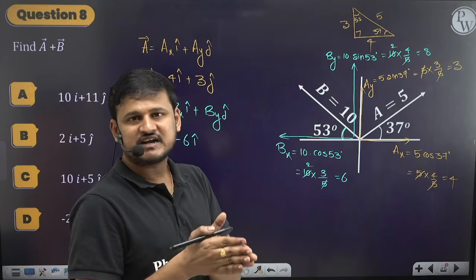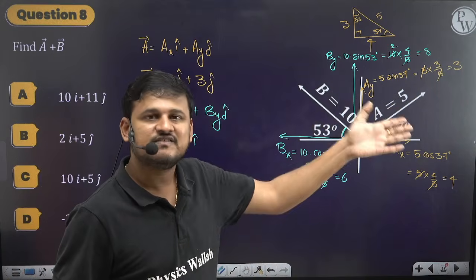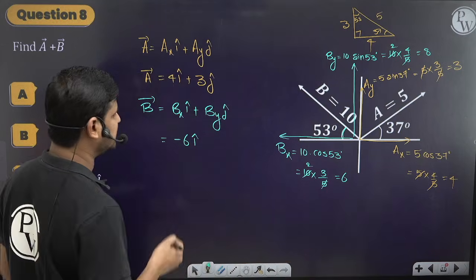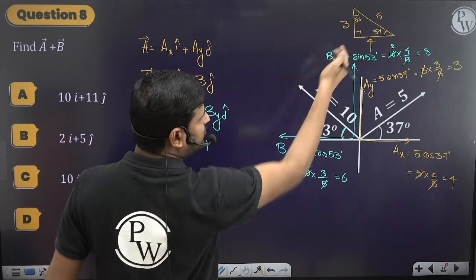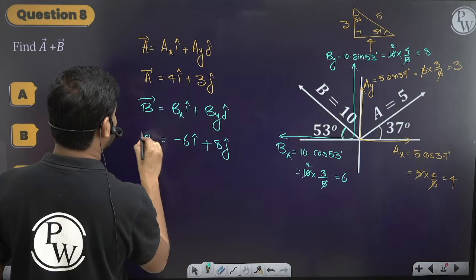Okay, now the unit vector along the positive x-axis is positive I cap. Along the negative x-axis, minus I cap. So that's why it's minus 6 I cap, plus, however it is in the positive direction, so that is 8 j cap. So then this is vector B.